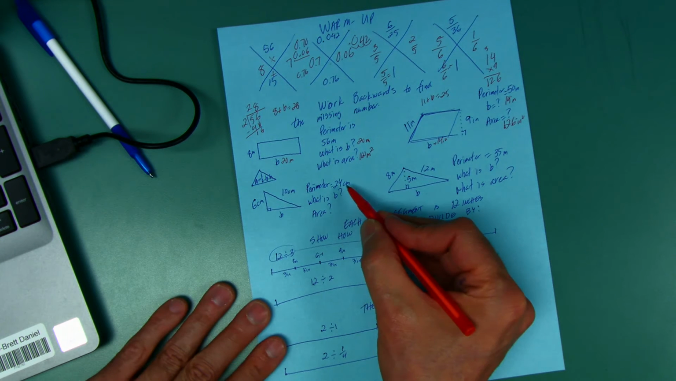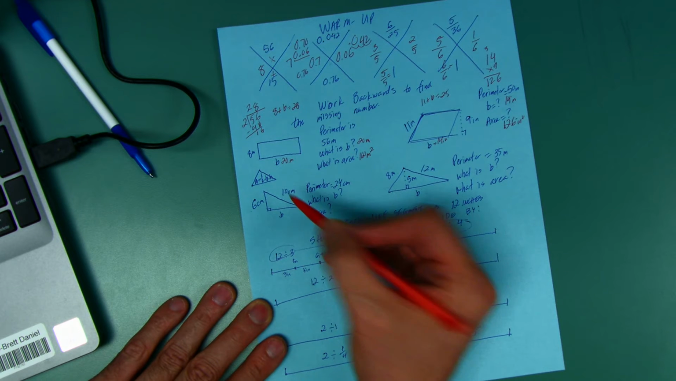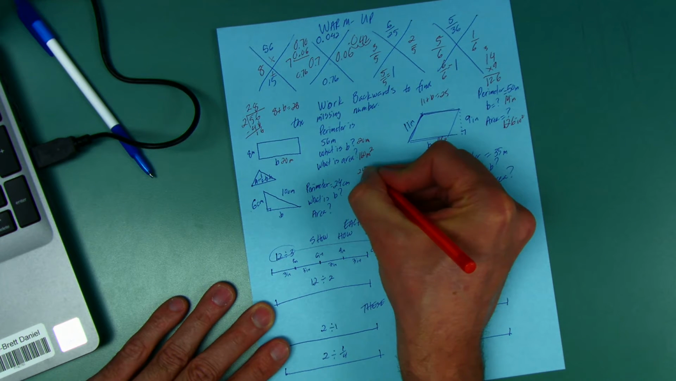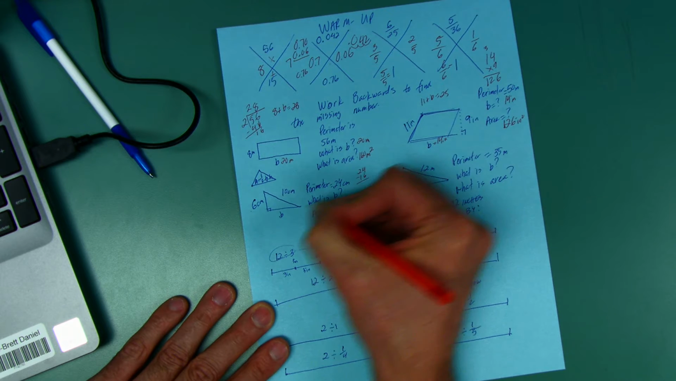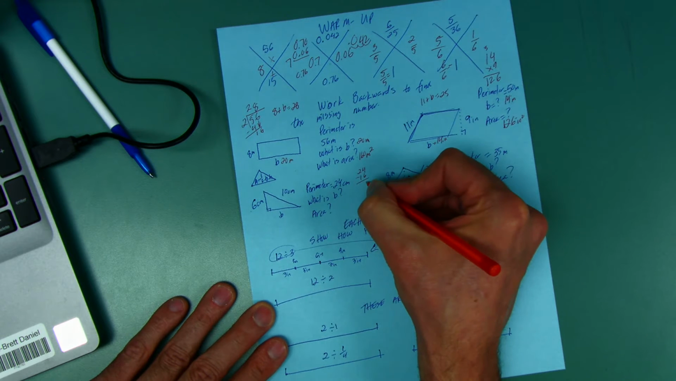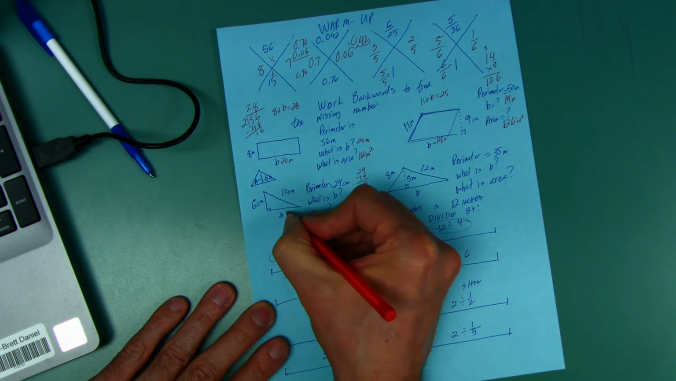Okay. Now the perimeter is 24. This is 6. This is 10. That's 16. What's 24 minus 16? That'll be that missing leg, right? This bottom part, the base. That must be 8 centimeters.